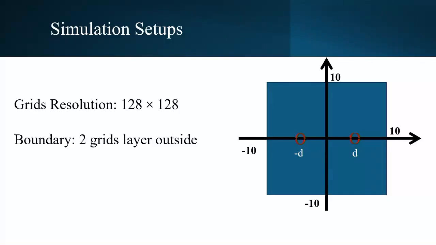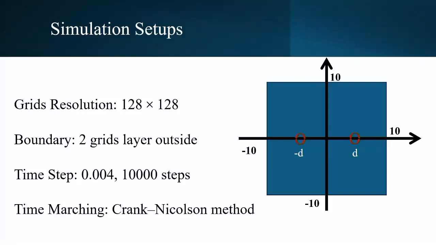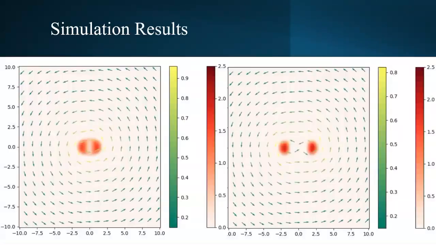And I'm using the numerical formula for the derivative with 4th order accuracy, which means we require 2 layers of grid, 2 grid points of a layer on the outside for the boundary condition. And the time step is 0.004 per step, and we have 10,000 steps in total. For the time marching, I'm using the Crank-Nicolson method. And here's the result. For more details about this simulation, I will talk about it tomorrow in my online talk. That will be more about the algorithm.